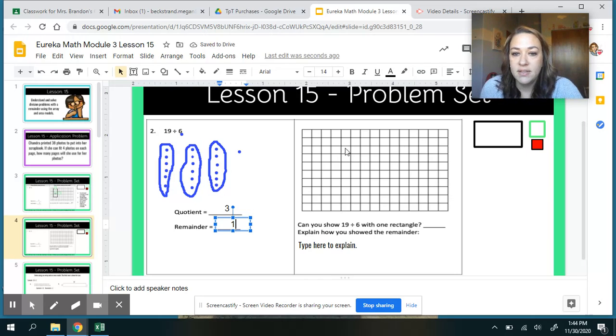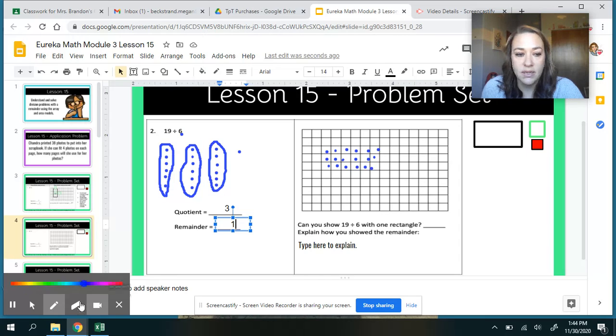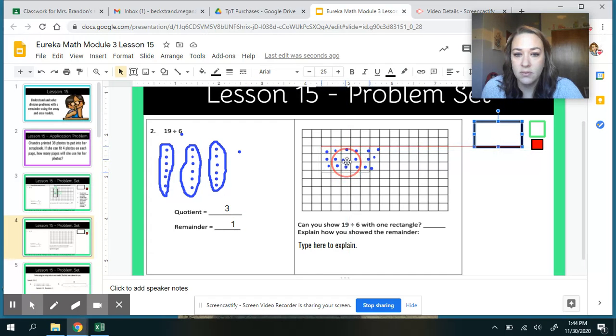Okay. So now I'm going to do it this way just so I don't have to mess with turning the rectangle. Again, I know I have 3 rows of 6. 1, 2, 3, 4, 5, 6. 2, 3, 4, 5, 6. 1, 2, 3, 4, 5, 6. Okay, so now I'm going to bring my rectangle over, make my 3 by 6 rectangle. But what do we also have?